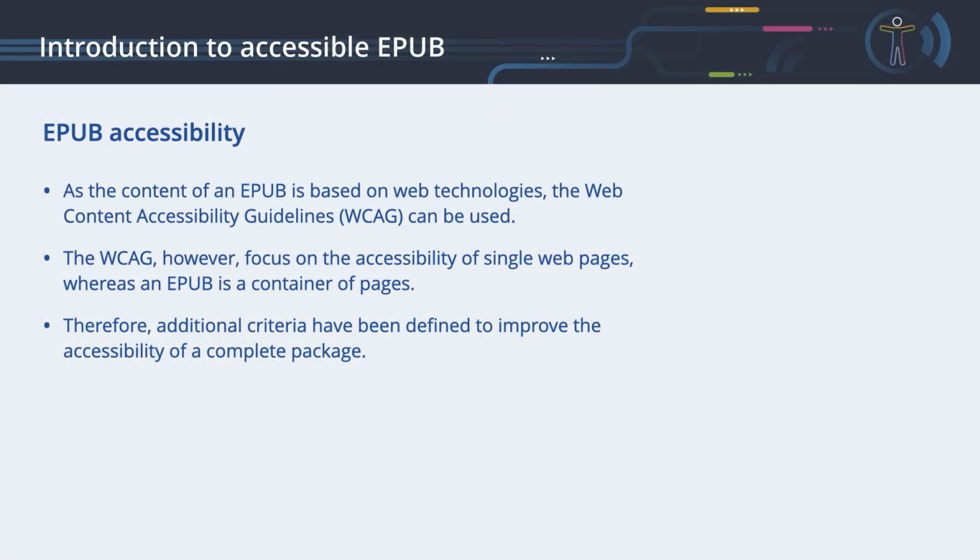EPUB accessibility. As the content of an EPUB is based on web technologies, the Web Content Accessibility Guidelines, which are commonly called the WCAG, can be used as a criteria for improving the accessibility of EPUB files. At the time of the publication, the WCAG were available in version 2.1. The WCAG, however, focus on the accessibility of single web pages, whereas an EPUB is a container of pages. Therefore, additional criteria have been defined to improve the accessibility of a complete package.